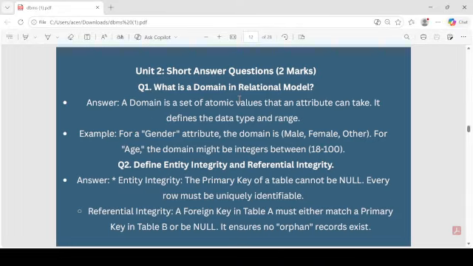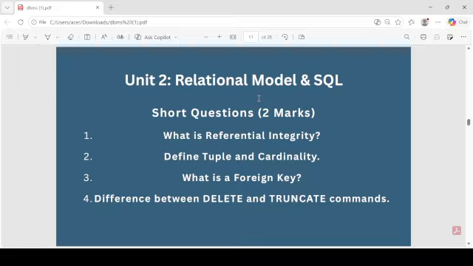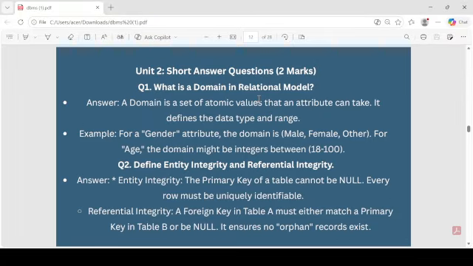The first question will be on the relational model. A domain is a set of atomic values that an attribute can take. In this question we understand what a domain is. This question also comes. So it defines the data type or range. For example, for gender the domain will be male, female, other. For age the domain will be an integer value, like any value from 1 to 100.